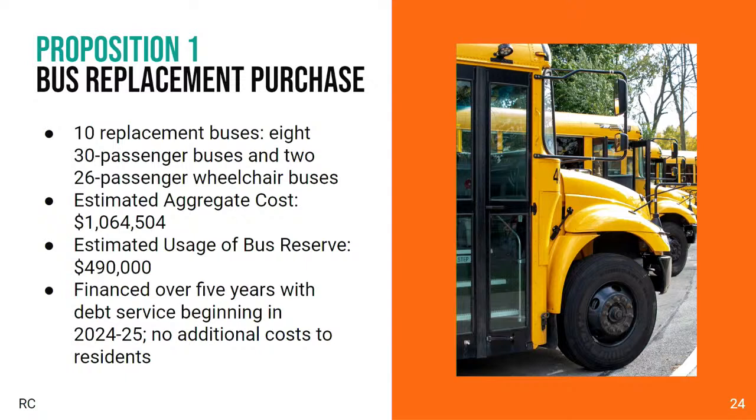And lastly, I want to talk a little bit about Proposition 1, which is the bus replacement. We're looking to replace 10 buses: 8 30-passenger vehicles and 2 26-passenger wheelchair buses. Total cost is just over $1 million. We'll utilize $490,000 from our bus reserve. That will make it no additional cost to residents, because we'll get state aid, plus what we use from the reserve over a 5-year period will make it zero cost to the levy.